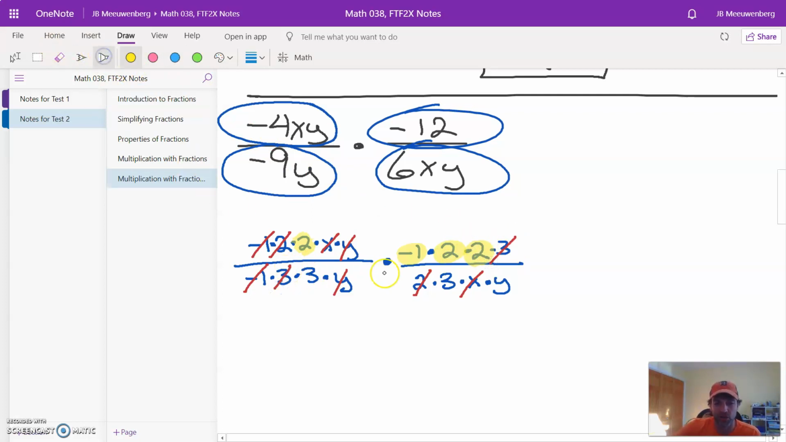And then I'm going to double check across the bottom. This 3 can't cancel with anything. This 3 can't cancel with anything. And that y can't cancel with anything. They're all prime numbers. So I did all my factoring and canceling properly.